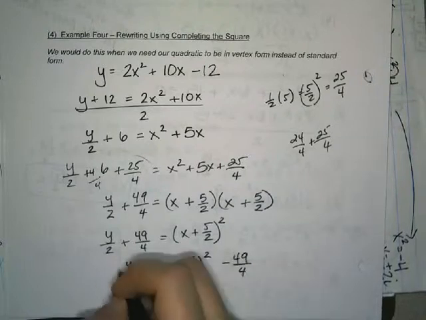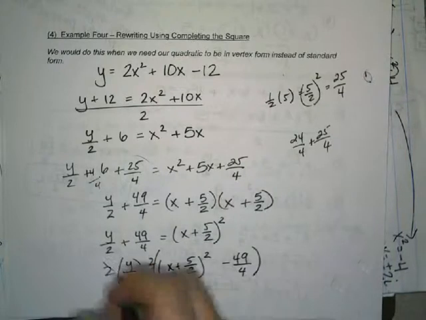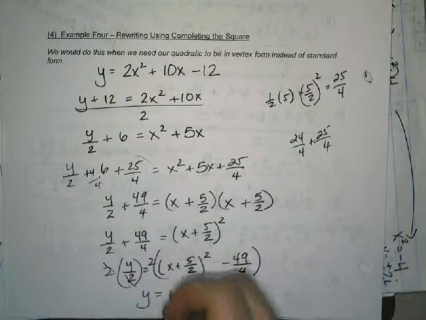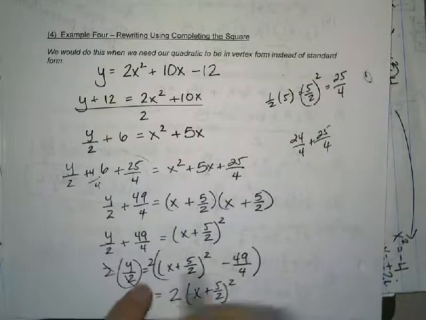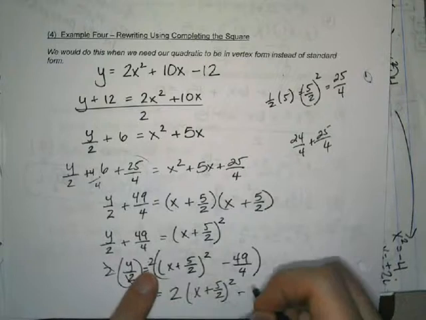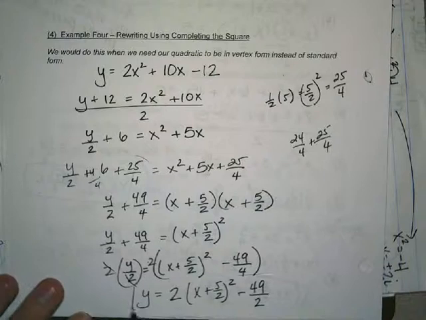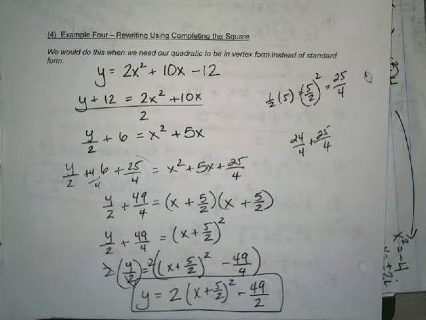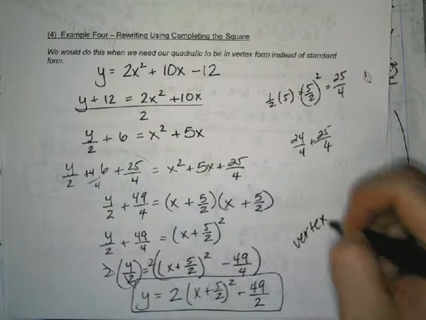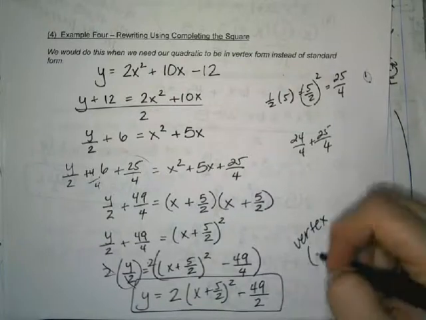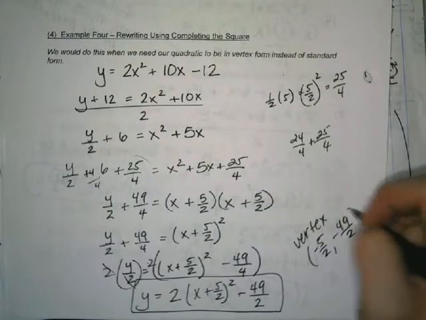And then you're going to divide everything by 2. So you get y equals 2 times x plus 5 halves squared. Then this 2 and this 4 would cross reduce to give you negative 49/2. And that would be your final answer. And if I asked you to find the vertex here, remember your vertex is the value of h and k. So your h is negative 5 halves and your k is negative 49 halves.